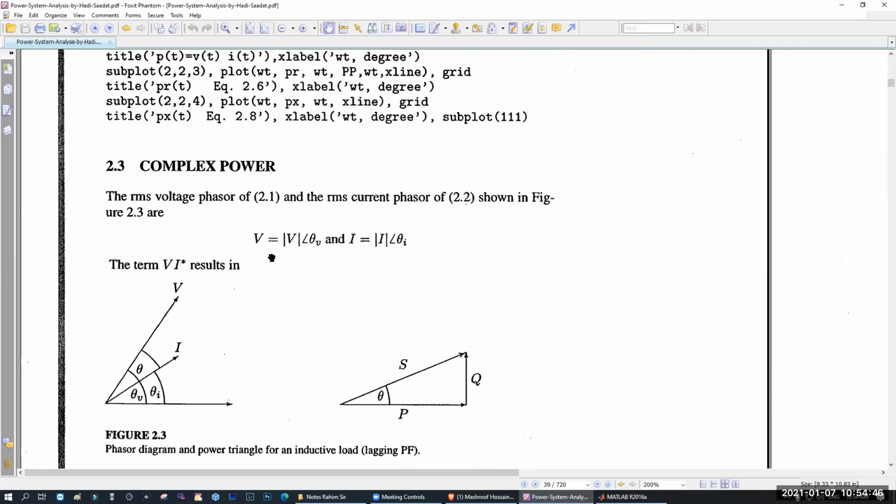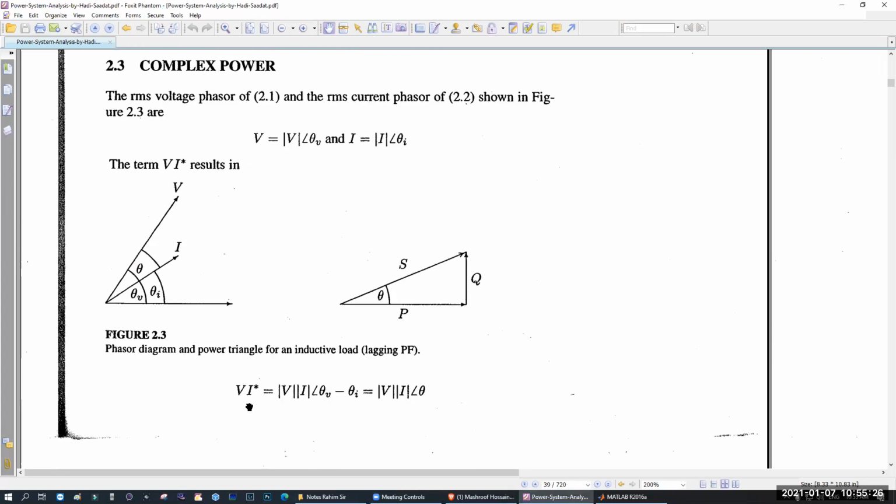Now the term V into I conjugate. Conjugate, do you understand conjugate? Conjugate means the opposite, right? Because this is a complex number. So if you conjugate the I, what will happen? The imaginary part will be negative. Okay, so this is the conjugate. If you conjugate I and multiply with V, you will get S. S is equal to V I conjugate. Always remember this. S is equal to V I conjugate. This is the complex power.